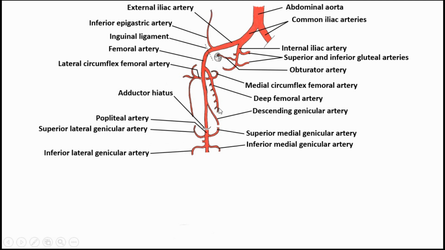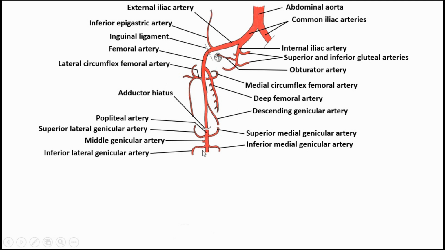These form a genicular anastomosis around the knee, allowing blood to move around and find various routes and connect with branches like the descending genicular artery or descending branch of the lateral circumflex femoral artery. There's also a middle genicular artery which supplies blood to the structures inside the knee joint itself.